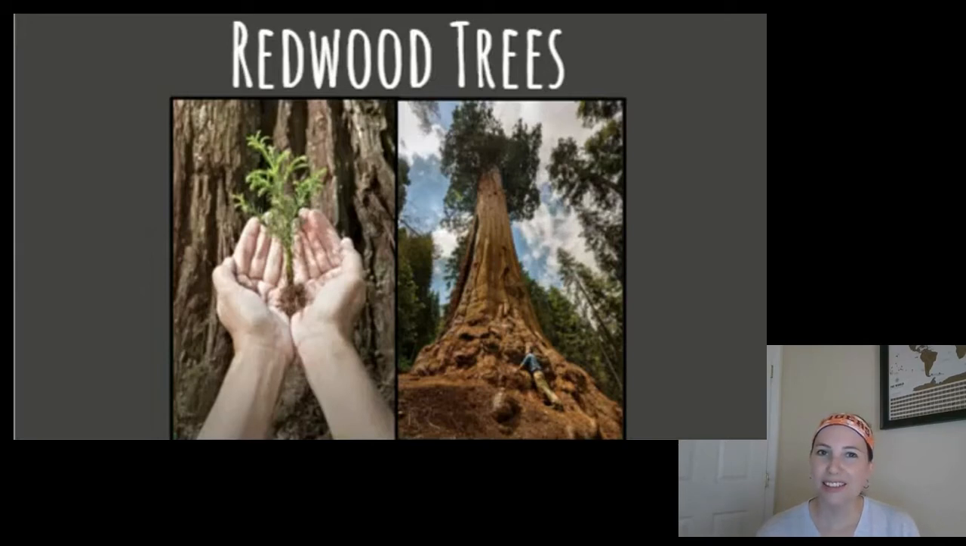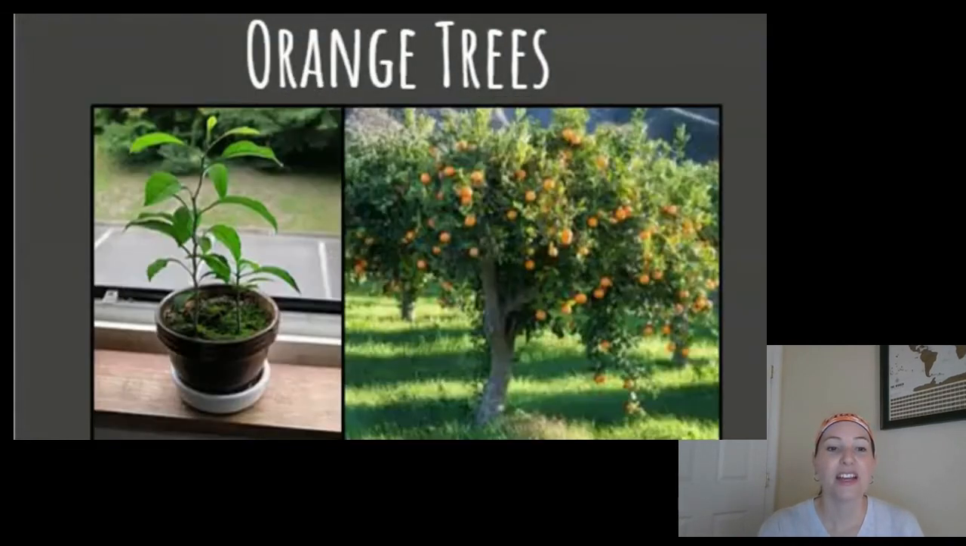How about plants? This is a redwood tree. Look at the little tree seedling in that person's hands. It fits right inside their hands. And then look at the full-grown redwood tree. There's a person standing at the bottom. Do you see him? Redwood trees grow huge, but their offspring still resemble them. How does this little orange tree seedling resemble the adult orange tree?